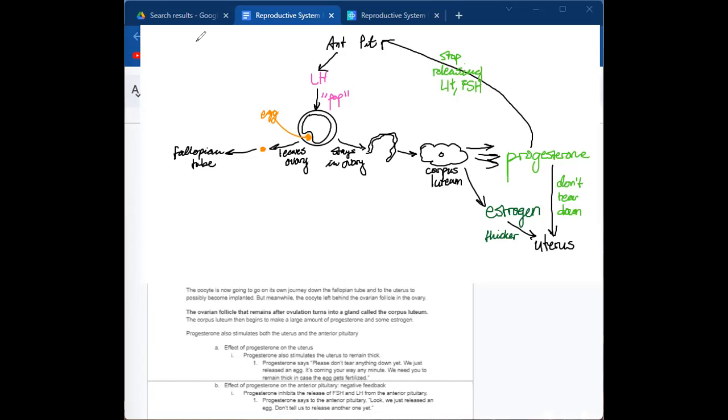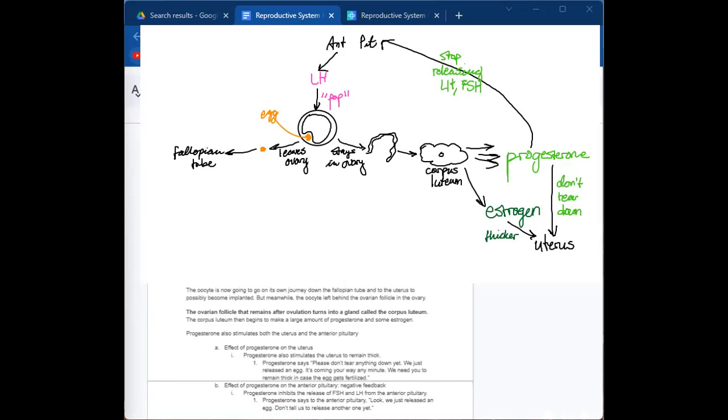The reason why this is because if LH was still being released, then that would cause ovulation again. And we don't want that to happen. We don't want ovulation to happen so soon after the first egg was just released. And we also don't want follicle stimulating hormone being released because the follicle stimulating hormone would cause the growth of another egg. And again, the egg was just released. We just released one. We don't want another one being released so soon after the first one.